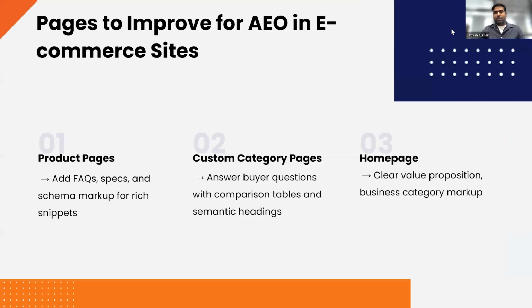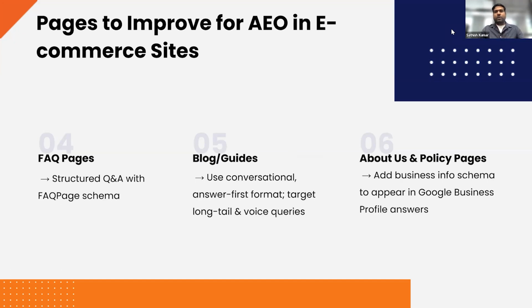So the actionable roadmap, in a way: what are the pages, if you wanted to improve AEO for an e-commerce site? You definitely need to invest in your product pages and any custom category pages you have, or do-it-yourself kind of pages, if you have them on your site. Even on the home page, if you are stating any value proposition, you can try to have that on your home page. Obviously, you should invest in FAQ pages, blog pages, and anything about your company.